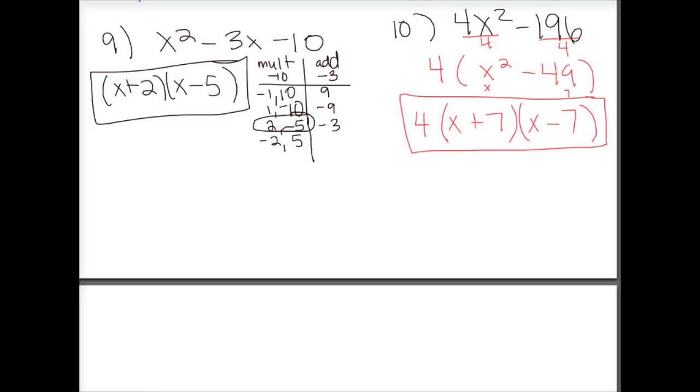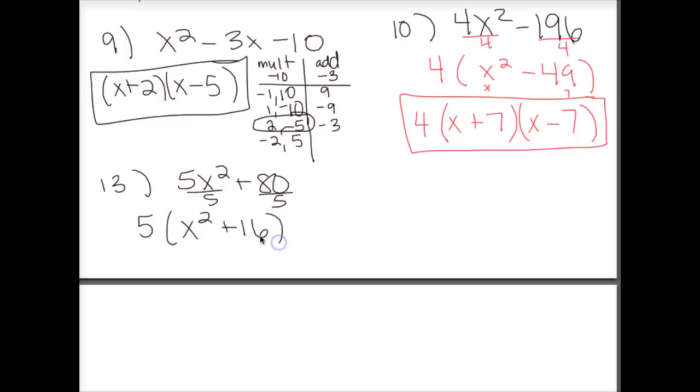All right, last one that I want to look at is number 13, which is 5x squared plus 80. So GCF first, always, always, always. So these are both divisible by 5, so take the 5 out, which leaves me x squared plus 16. This is also a binomial. So the only way it could factor is as a difference of squares. So these do have perfect square roots, but this is not a difference. This is a plus sign.